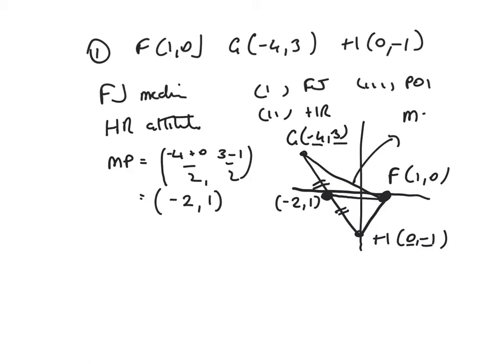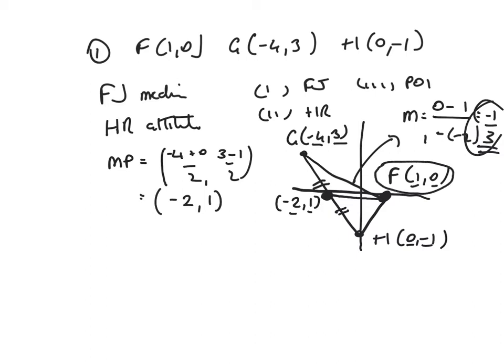But let's find the gradient. y2 minus y1 over x2 minus x1. 0 minus 1 over 1 minus -2. So that's -1 over 3. So the gradient of the median is -1/3. We can then choose any point that lies in the line. So let's choose the point F, (1, 0). So that'll be y minus 0 equals -1/3 bracket x minus 1.